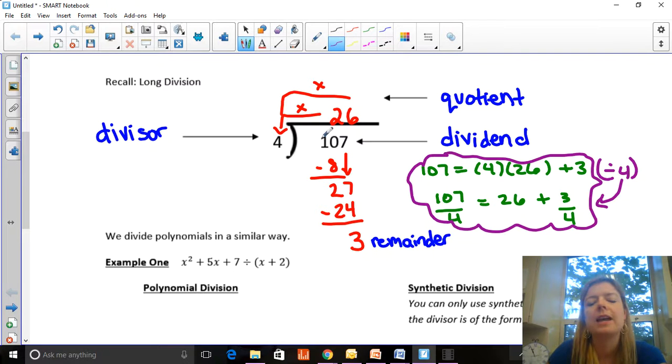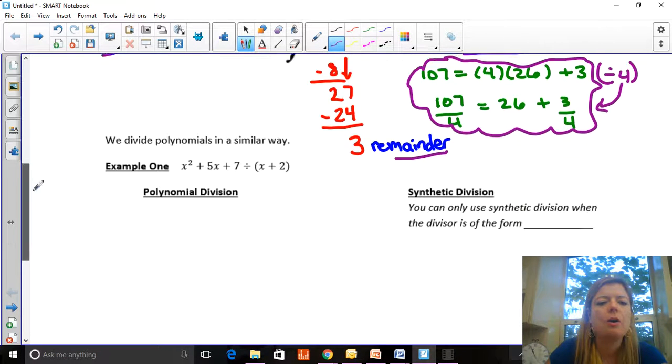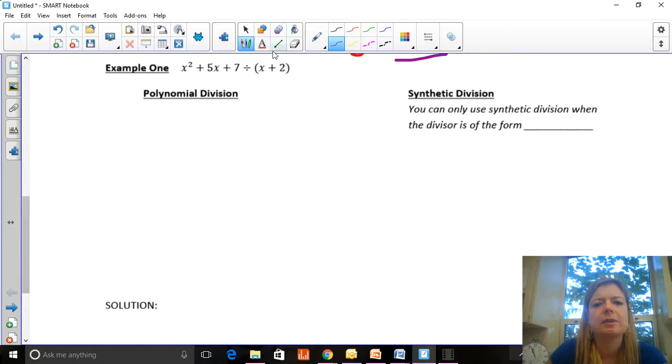So take a look at this again. You can maybe practice a few more, and you also will need to know these definitions. Those 4 words. Okay, so we can divide polynomials in a similar way.